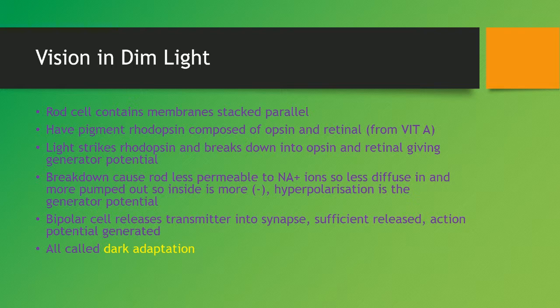This breakdown will cause the rod to become less permeable to sodium ions, and therefore fewer sodium ions will diffuse in and more will be pumped out, meaning the inside will become more negative. This hyperpolarization is the generator potential. The bipolar cell will then release the transmitter into the synapse, and when sufficient is released, an action potential will be generated. This is all called dark adaptation. So essentially what you need to know is that rods are composed of rhodopsin, which is composed of opsin and retinal, and whenever light strikes it, a generator potential is created, which means that it is less permeable to sodium ions, as fewer diffuse in and more diffuse out, creating a generator potential.